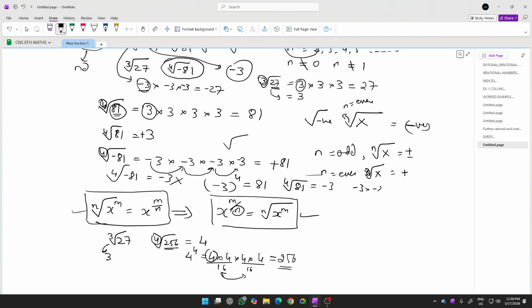So this is the meaning of the radical sign, a number expressed in radical sign, and how it is related to a number expressed in the index form. You should know how to interconvert these two numbers from one form to another form. That was the purpose of today's session.